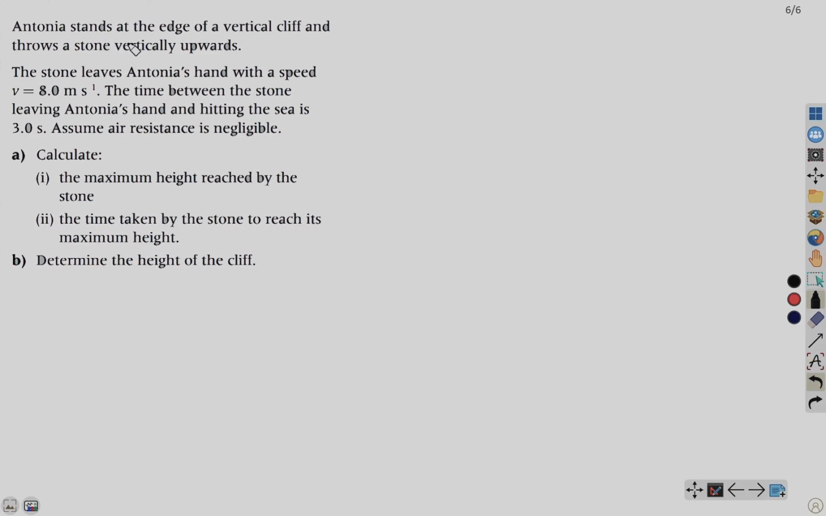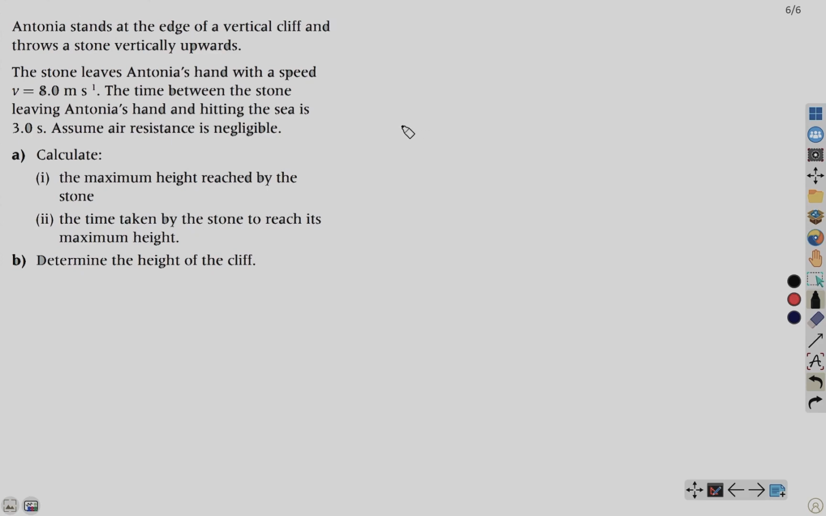Okay, Antonia stands at the edge of a vertical cliff and throws a stone vertically upwards. The stone leaves Antonia's hand with a speed v equals 8 meters per second, and the time between the stone leaving Antonia's hand and hitting the sea is 3 seconds. Air resistance is negligible. Let's draw the graph roughly.